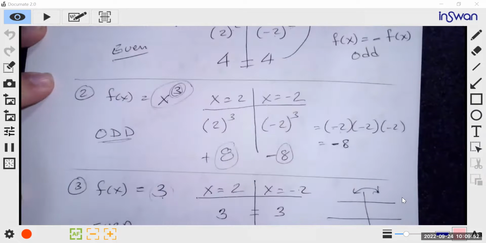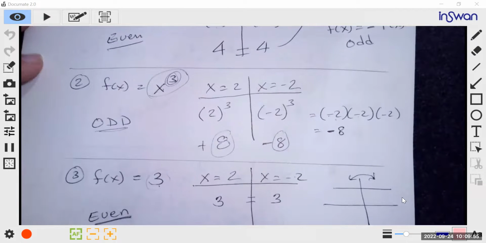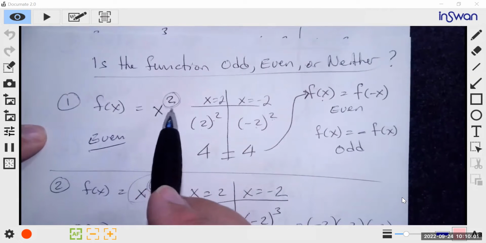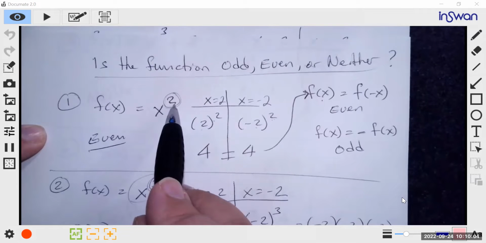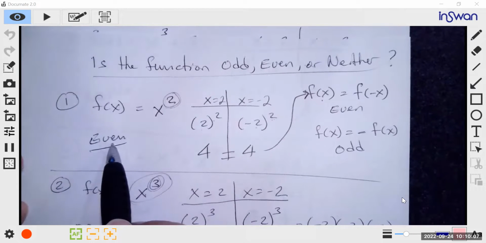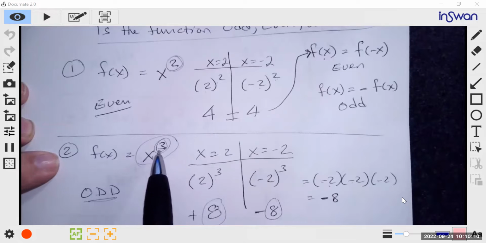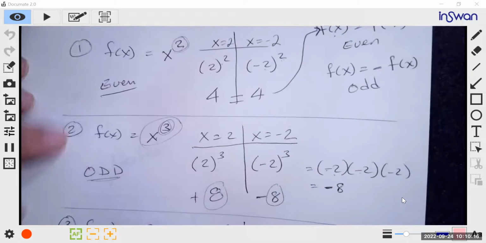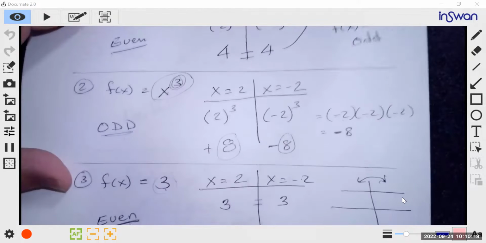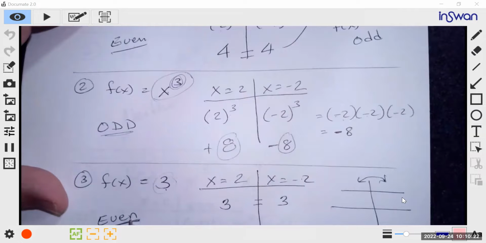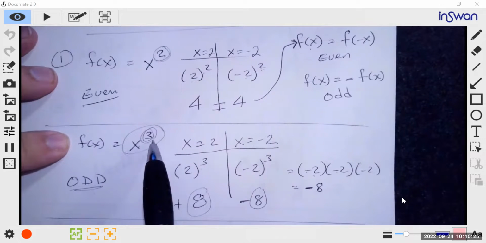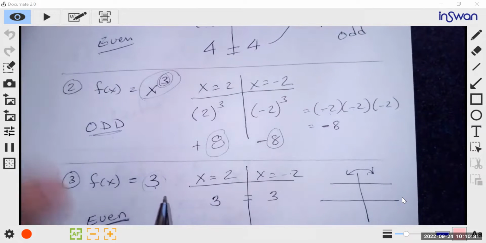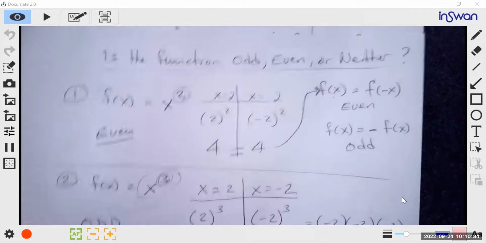So out of these first three, which ones can go together? The first and the third. Yeah. So if your equation has only even exponents, then it's even. If your equation has only odd exponents, then it's odd. If your equation has even and constants, then it's even. But if it has an odd exponent and a constant, it is neither. In other words, the only ones that could pair up with the constant are the evens.